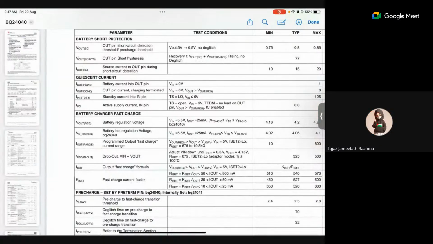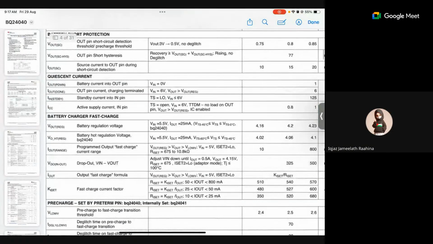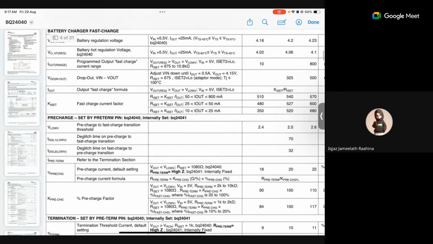Yes, sir. Okay. Now question 3 is asking for the fast charging current for a given schematic. The IC is given as BQ24040. Some particular resistances are given: R set 2, R preterm, and RTS. The battery capacity is 700 mAh, the rated voltage is 3.8, and the maximum voltage is 4.2. So how we solve this: the first question is the fast charging current.